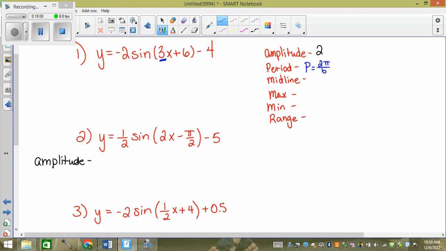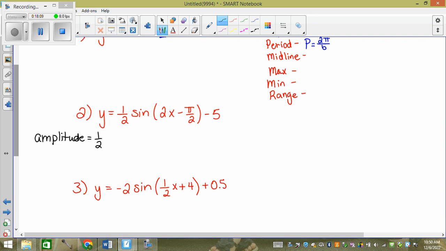What is the amplitude of this one? 1/2. So it's going to be a very short graph, right? It's going to be 0.5 up and 0.5 down. This one, what's my amplitude? It's 2. Amplitude is always what? Positive.